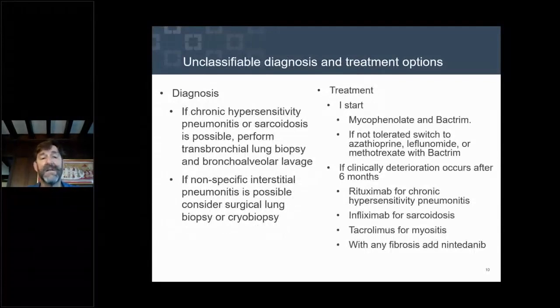That usually falls into the category of chronic HP or sarcoidosis or NSIP. I try to get a surgical lung biopsy, or more recently a cryo biopsy. At Cleveland, we are now able to do cryo biopsies, which is basically through a bronchoscopy, you stick a cold probe in which freezes a large area of tissue, and then you pull that tissue out.